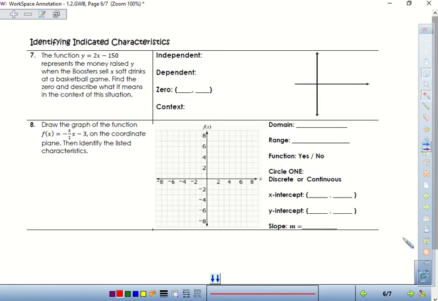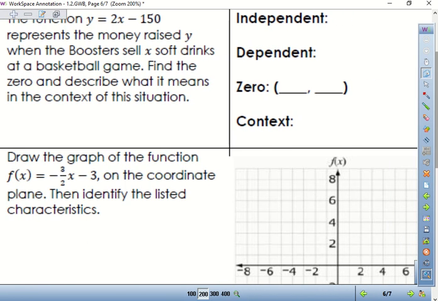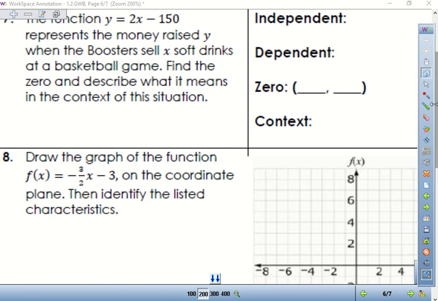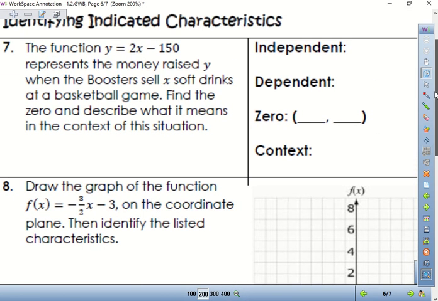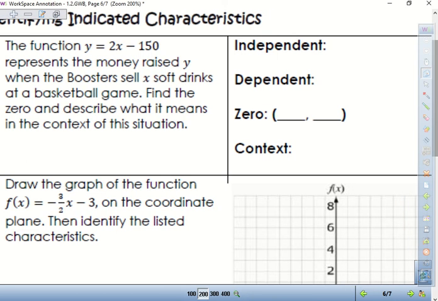So, we're going to do a word problem together. It says here, the function y equals 2x minus 150 represents the money raised, y, when the boosters sell x soft drinks at a baseball game. Find the 0 and describe what it means in the context of the situation. So first and foremost, what is the independent variable here?